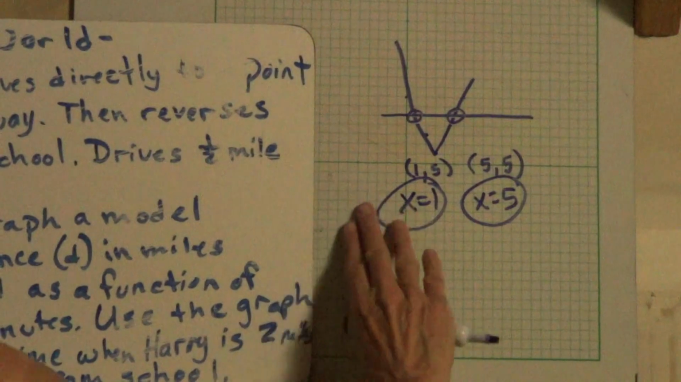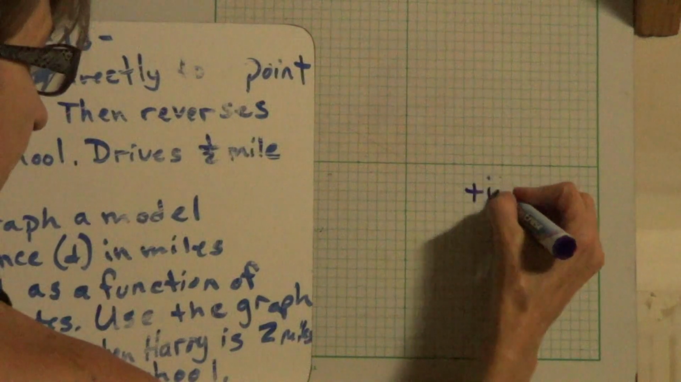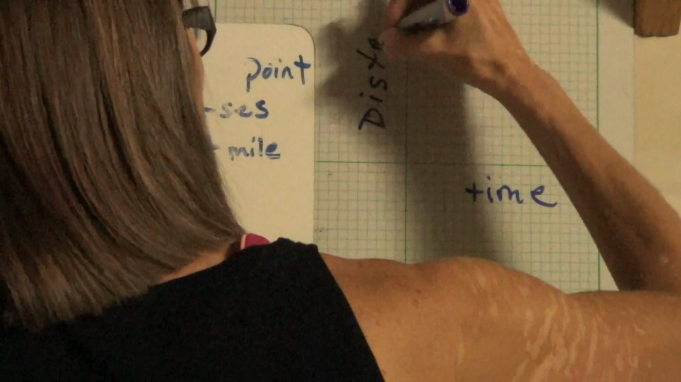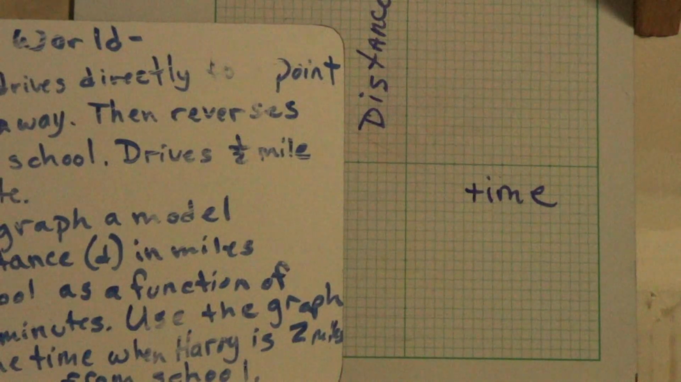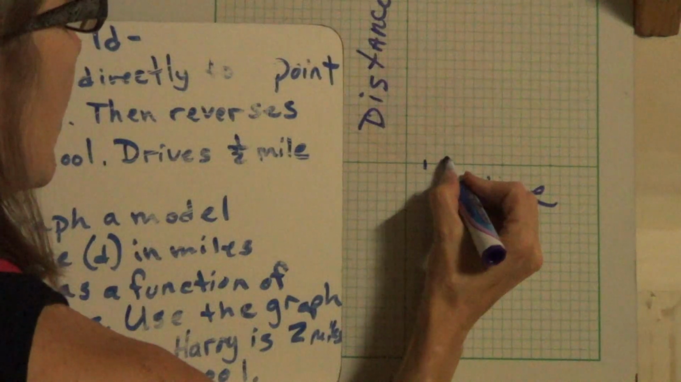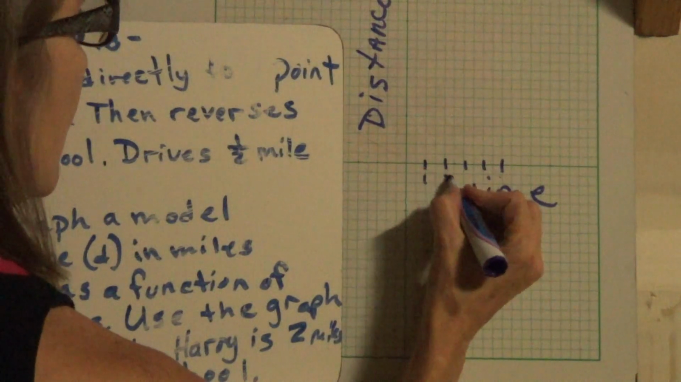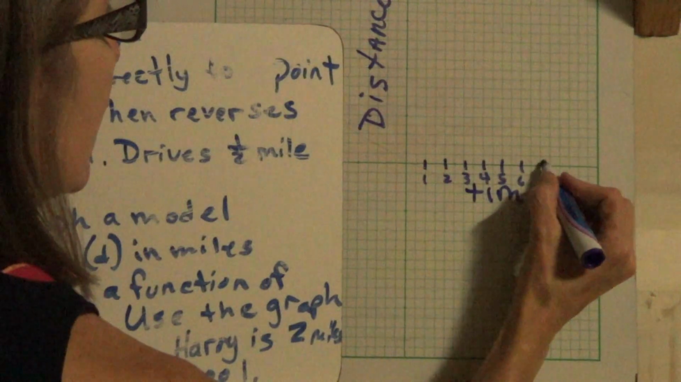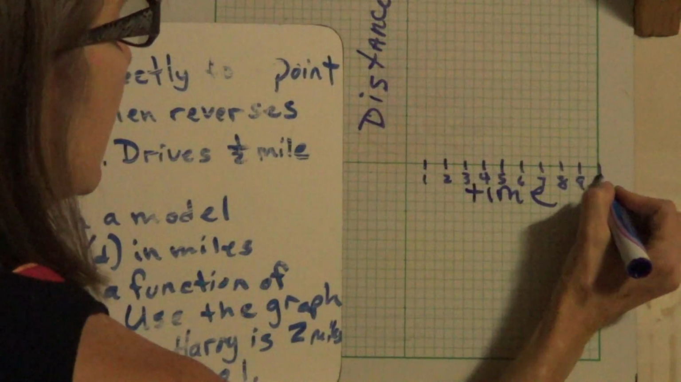So, a couple things here. We usually always put time on our x-axis. And we know that the distance is a function of time, so that makes sense. Because this is our f of x, function of time. Okay, now it said to graph it in minutes. So let's go 1 minute, 2 minutes, 3 minutes, 4 minutes, 5 minutes. So 1, 2, 3, 4, 5, 6, 7, 8, 9, 10.